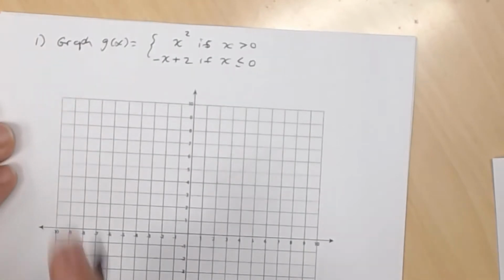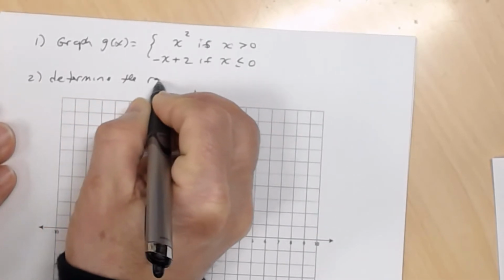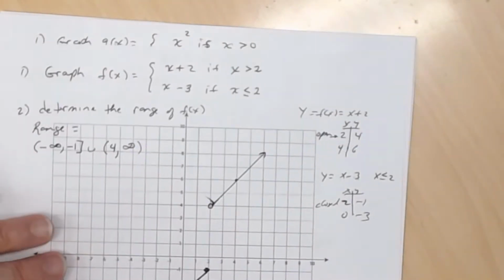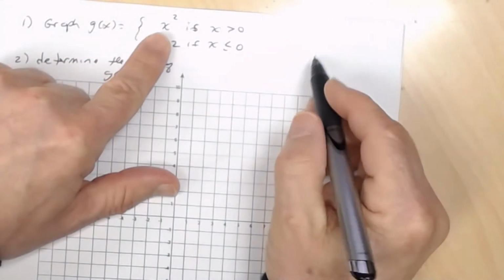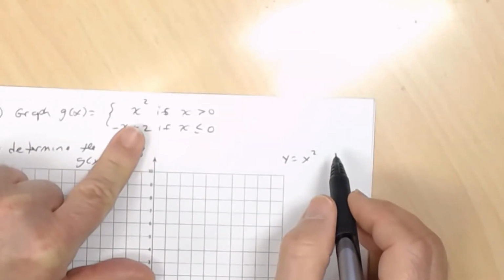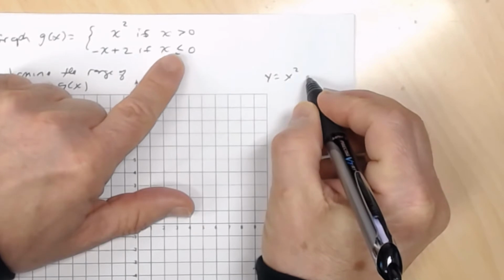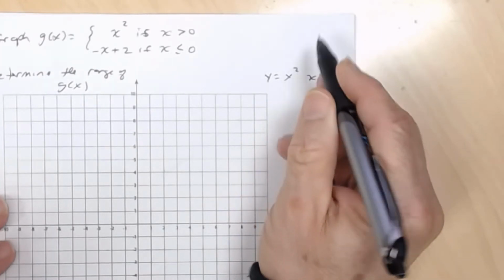Okay, now let's look at this. So again, we're going to review how to graph this, and then for number 2, we're going to determine the range of g of x. Notice that when we did number 1, those two individual parts were linear functions. In this one, the first one, y equals x squared, is a quadratic function. So that graph is not going to be linear, it'll be more of a parabolic shape, and remember I can only use values of x that are greater than 0.